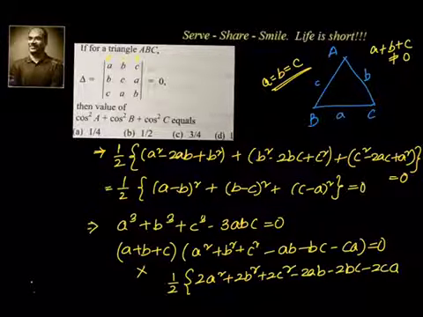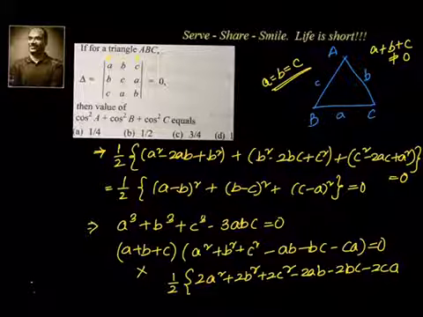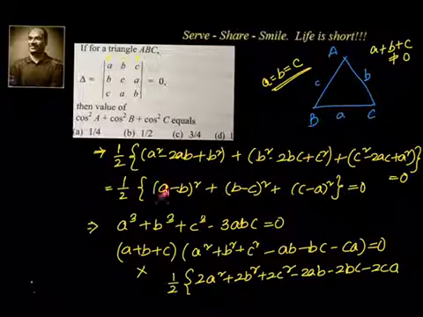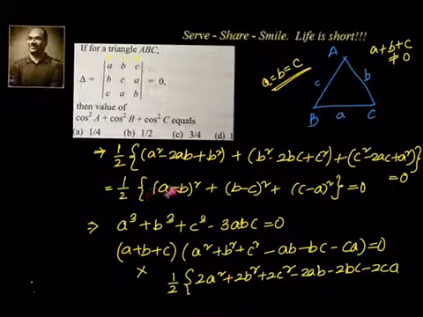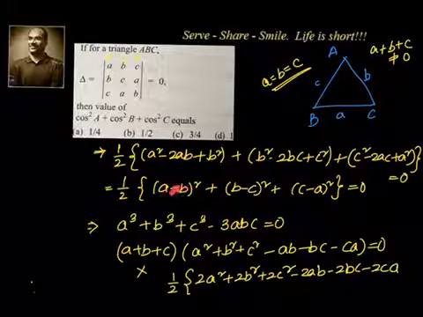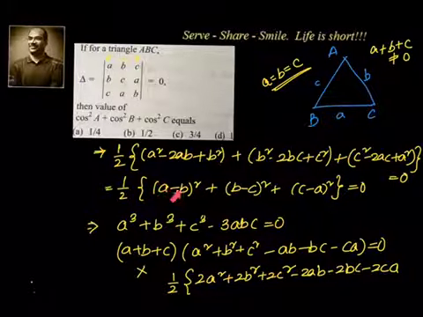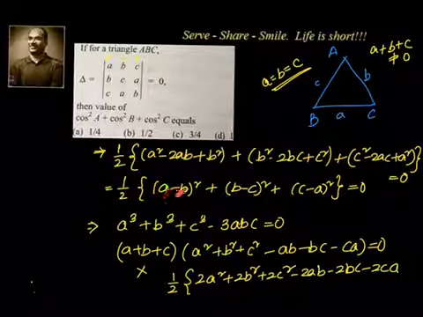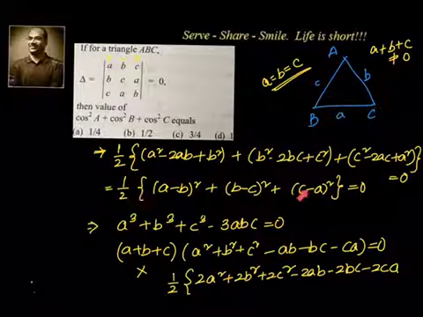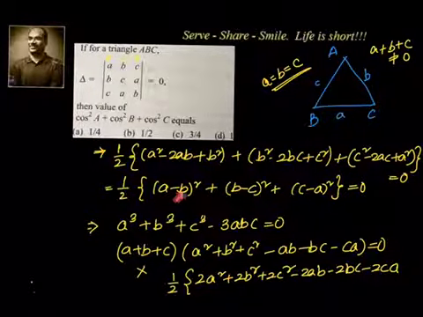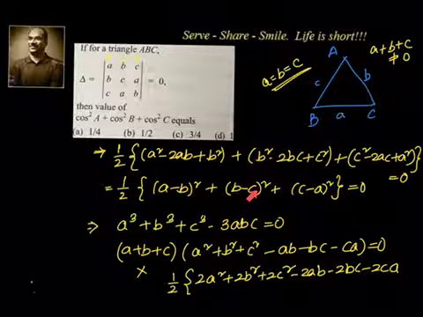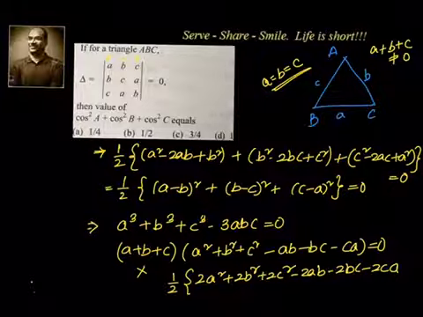Now from this we know that this whole thing should become 0. That happens only because the square of any number is always greater than or equal to 0. So this is 0, this is 0, this is 0. All these three should be 0. Then only it can be equal to 0. That means a minus b equal to 0, b minus c equal to 0, c minus a equal to 0, which is nothing but a equal to b equal to c.